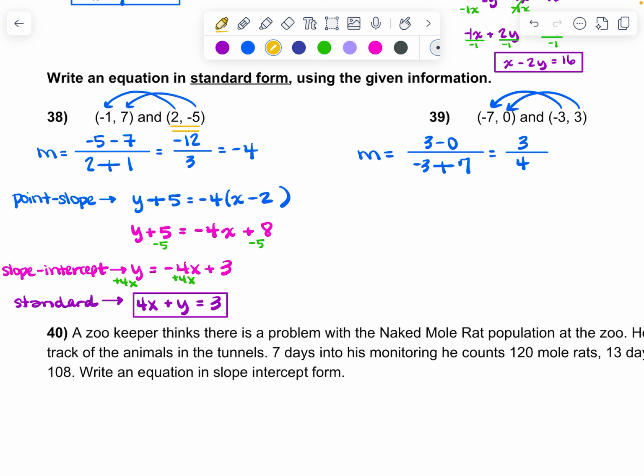All right, now we need to pick a point. I'm just going to pick negative 3, 3. It doesn't matter which one. Remember, this is not a y-intercept. That's actually an x-intercept, so that doesn't do me any good.